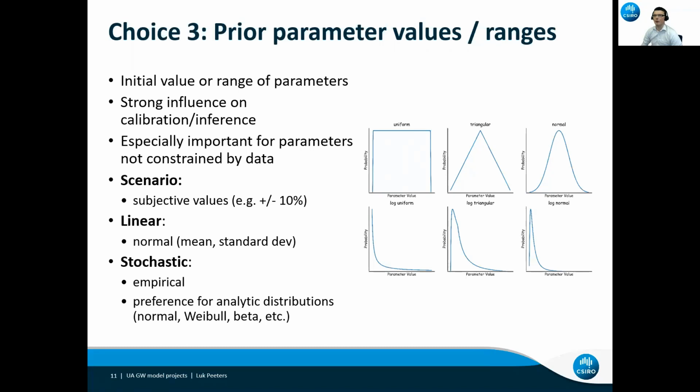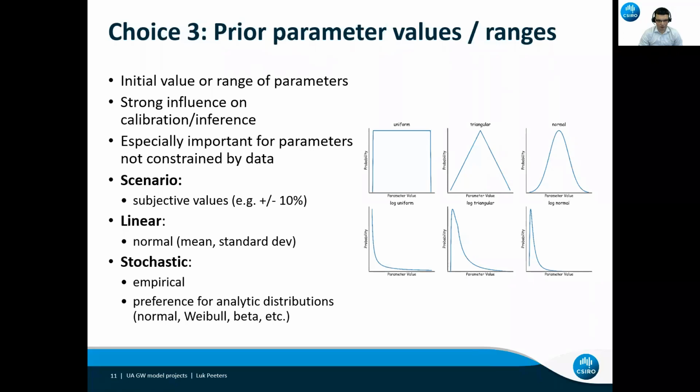Now, in the scenario analysis technique, often for that prior range you take the baseline value, which is your best calibrated model, and then you take something like 10% plus or minus. In the linear technique, you're often limited to specifying initial ranges through a normal distribution. So you have to take a mean and a standard deviation. Often the mean is taken to be the calibrated value.